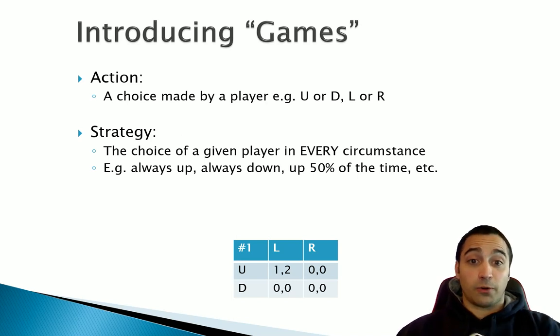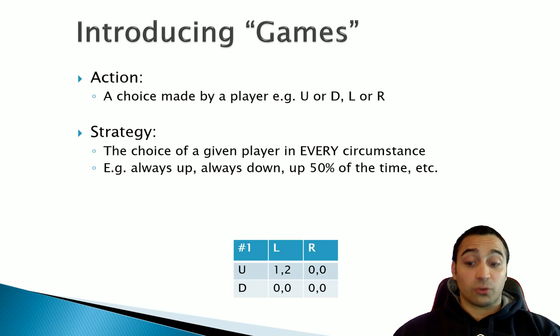An action refers to a choice that a player can or did make, i.e. player 1's available actions are up or down. That means when the game is done, we could observe that player 1 has played up or down. That is the actions available to player 1. Similarly, player 2's actions available are left or right.